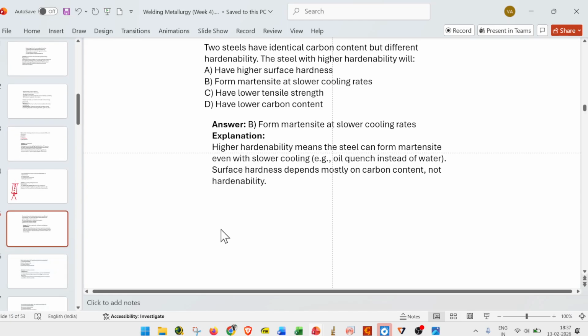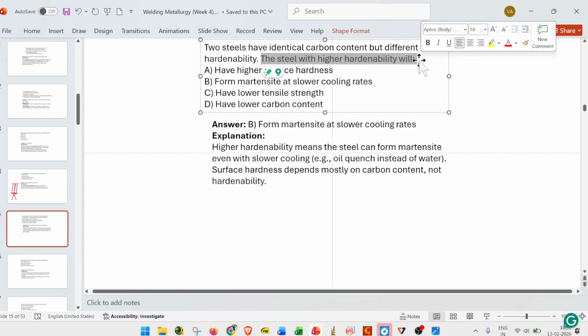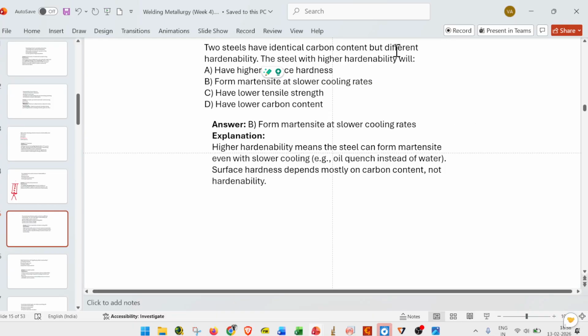Okay. Next, two steels having identical carbon content but different hardenability. The steel with higher hardenability will, so what could be the reason? Having higher surface hardness? No. Forming martensite at slower cooling rates, having lower tensile strength, or having low carbon content? The answer will be forming martensite at slower cooling rates.